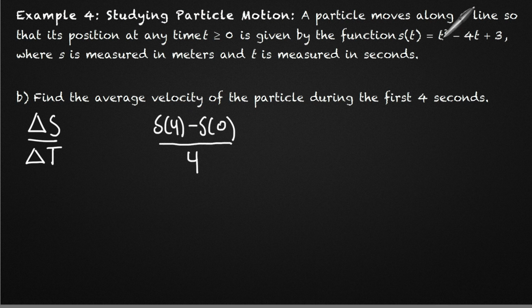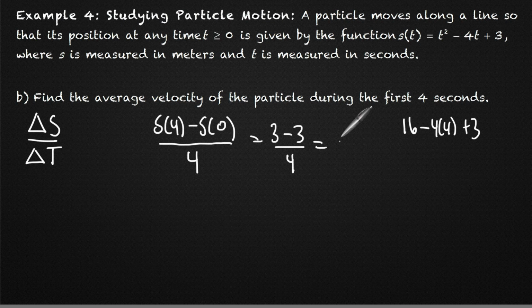So S of 4 is going to be, let's see, 16 minus 4 times 4 plus 3. So that's going to be 3. And minus the starting position, which is also 3, divided by 4. So 3 minus 3 is 0. So 0 meters per second. So essentially, because the position of the particle did not change during the first 4 seconds, that means that the average velocity of that particle was 0.